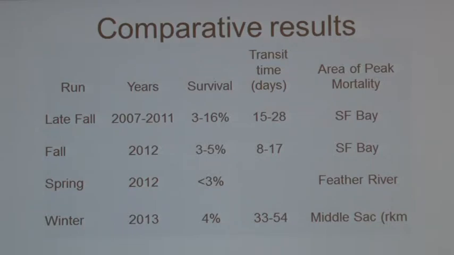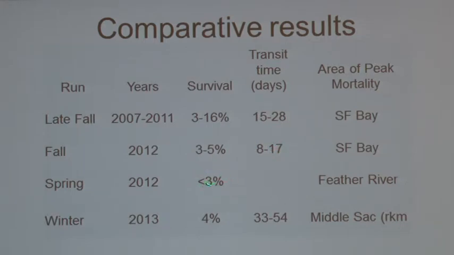Ideally, we would be tagging the animals that we're really interested in if we can catch them or get permits to do it. And we see that the late fall had this 3 to 16% survival and take about 15 to 30 days to get out. The fall run Chinook salmon, not surprisingly to me, had lower survival. These are much, much smaller fish. So we would expect small fish to survive perhaps less well, but they move out incredibly fast. And you might think that larger fish, being better swimmers, would move out more quickly, but actually these fall run Chinook salmon move out very quickly.